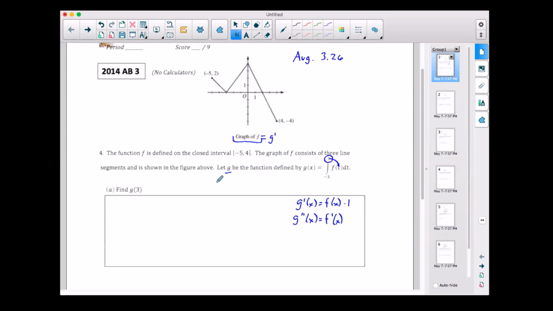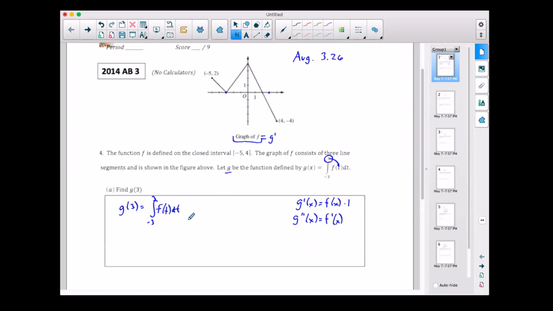I like to connect everything to g if possible, because all the questions are going to involve g. So part a says, let's find g of 3. Luckily for us, we have an equation for g. g of x is just the integral from -3 to x. So g of 3 is going to be the integral from -3 to 3, because that's what x was, of f of t dt. If I want to find g of 3, I have to integrate f. This is a graph of f, so I want to integrate this graph from -3 to 3. Here's -3 and this is 3, and I need to integrate this graph.